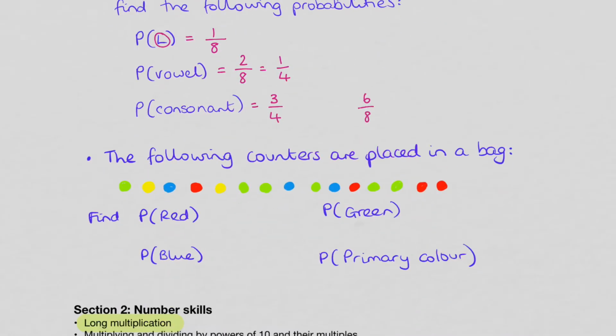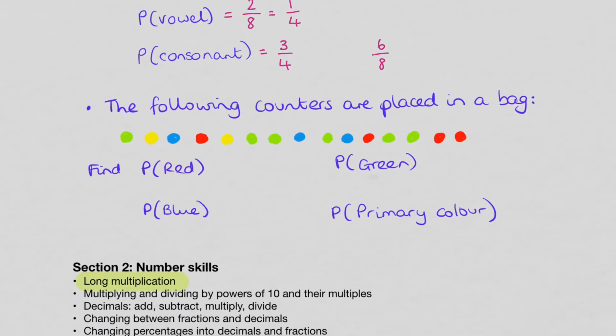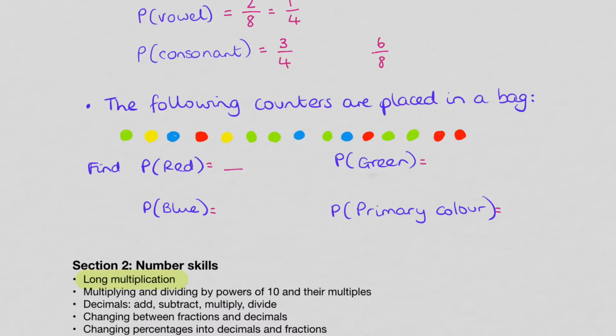Okay, and the next one. The following counters are placed in a bag. Find these different probabilities. So, first of all, probability of getting a red one. Well, again, it's going to be a fraction, and like I say, I think it's easier if you do the bottom of the fraction first. So 1, 2, 3, 4, 5, 6, 7, 8, 9, 10, 11, 12, 13, 14, 15. 15 counters altogether there. Count the red ones. There are 4 red ones. So the probability, if you pick a counter at random, probability of it being red is 4/15.